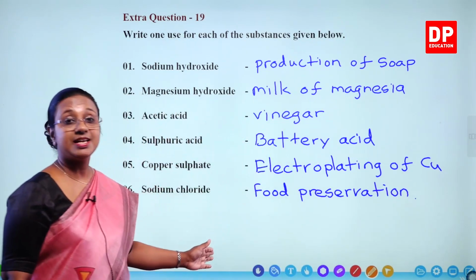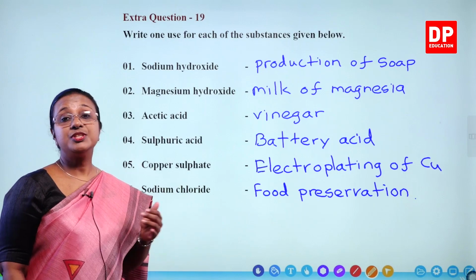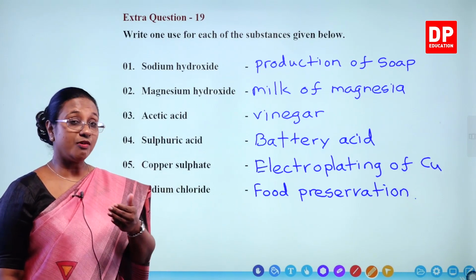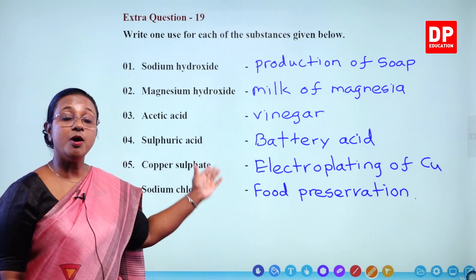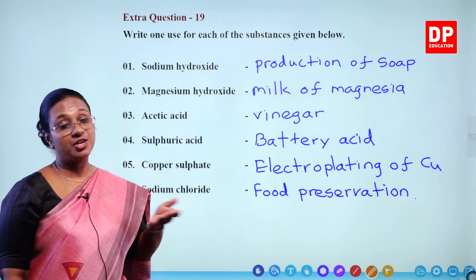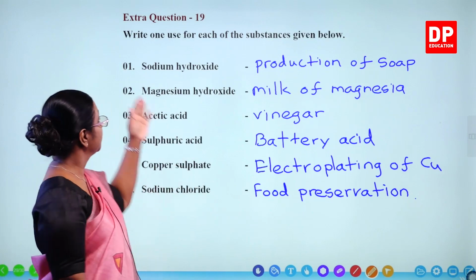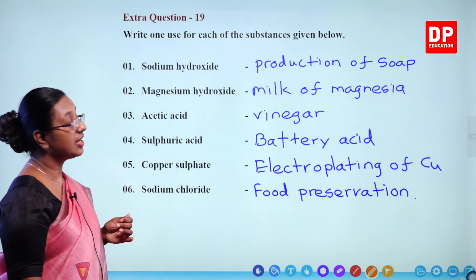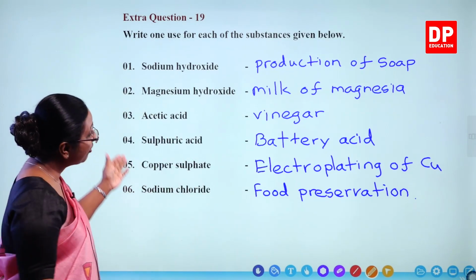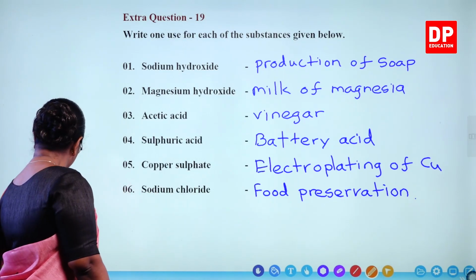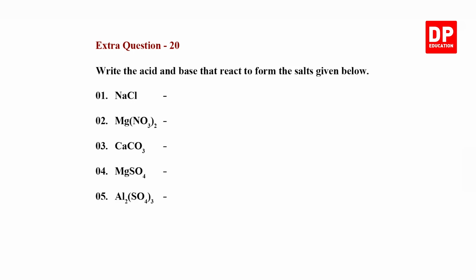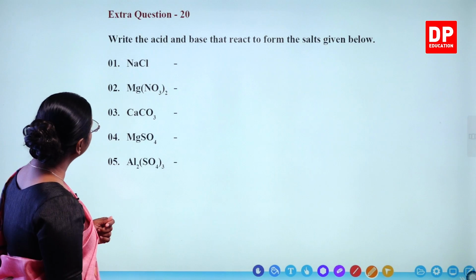So students, these are things that you use in your day-to-day life. So you're familiar with those. If not, at least in the lab we use them or in an industrial process. So it's easy to remember. So I'm sure you were able to write all these correctly. You could have even written other uses as well. So with that, I will move on to the last question, extra question 20.